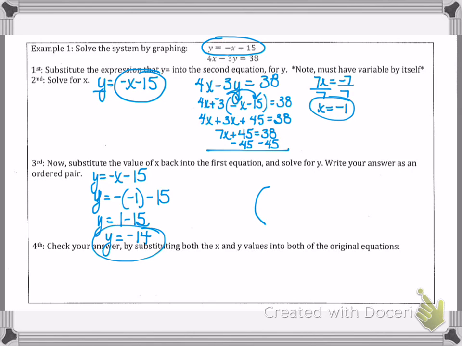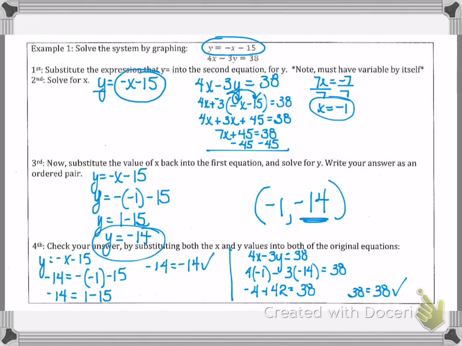So that means that my solution should be negative 1, negative 14. And I'm going to show you a way to check that in a second. But if you think about this, it's kind of nice that we didn't have to find this ordered pair on a graph, because most of our graphs do not go up to, or down to rather, negative 14 on the y-axis. So now what we're going to do is replace x with negative 1 and y with negative 14 in both of the equations and make sure it checks out.